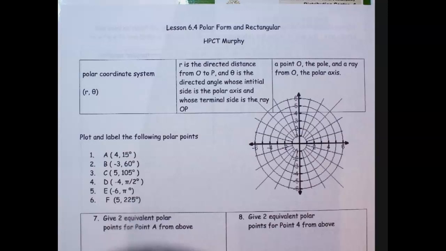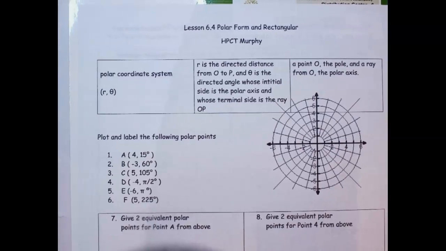Today we are moving on to lesson 6.4, which is on polar form and rectangular form. First thing, when we briefly discussed what polar form is, it was the magnitude, comma, and angle. So we're still looking at that, but we're going to take it one step further. We're going to now graph on a polar coordinate.